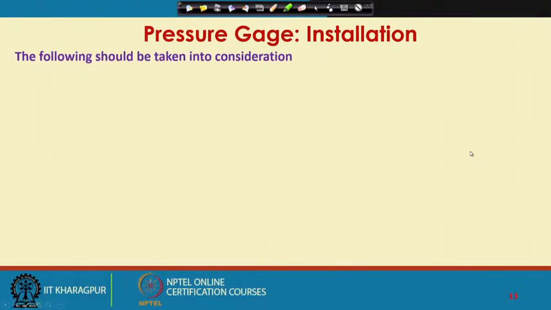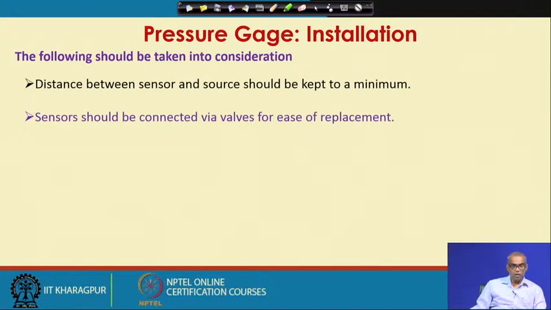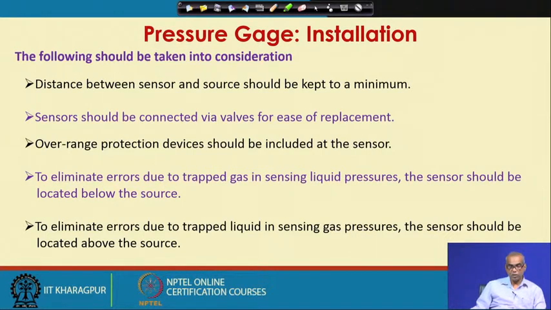Now, let us briefly talk about certain important aspects of pressure gauge installation. The following should be taken into consideration. Distance between sensor and source should be kept to a minimum. Sensors should be connected via valves for ease of replacement. Overrange protection devices should be included at the sensor. To eliminate errors due to trapped gas in sensing liquid pressure, the sensors should be located below the source. To eliminate errors due to trapped liquid in sensing gas pressure, the sensors should be located above the source.